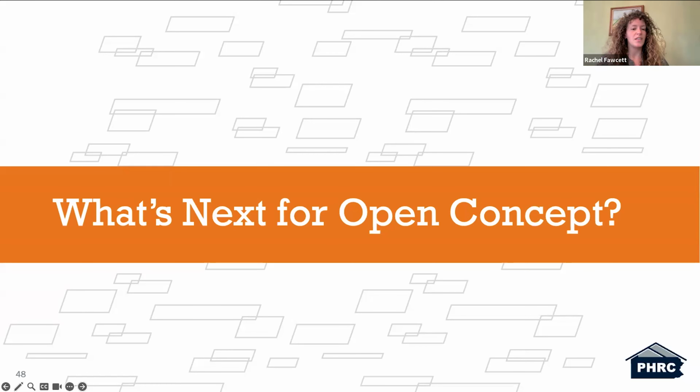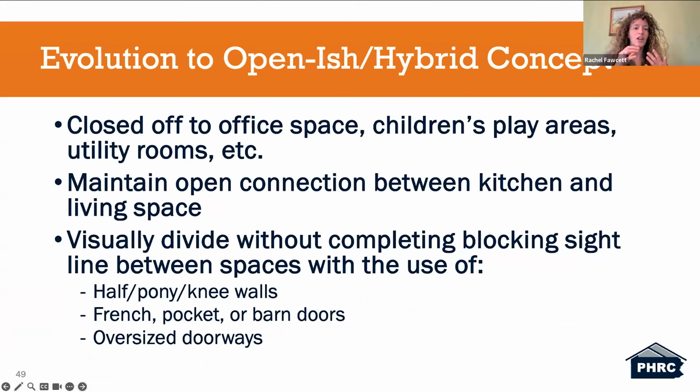So we have started to see an evolution to an open-ish or hybrid concept. This is where we're still seeing spaces like offices, children's play areas, and utility rooms closed off. So areas where there is either a higher level of noise or a higher desire for privacy are still being closed off, with potentially an open connection still between a kitchen and a living space. But now we're also introducing some more visual divisions that are more temporary, such as a pocket door or barn door.